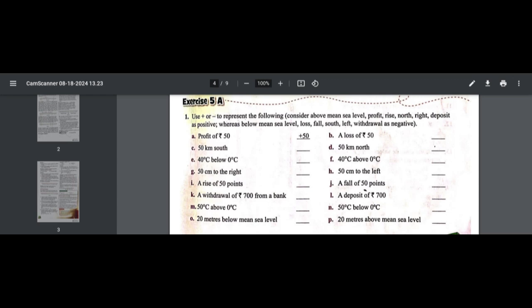Alright, finished. For the 40 degrees Celsius below zero, this is below zero, so it is negative. Minus 40. Now for the 40 that is above the 0 degree Celsius, plus 40. Can you do all of them? Now you have to do this, and after that you have to tell me the answers, okay?